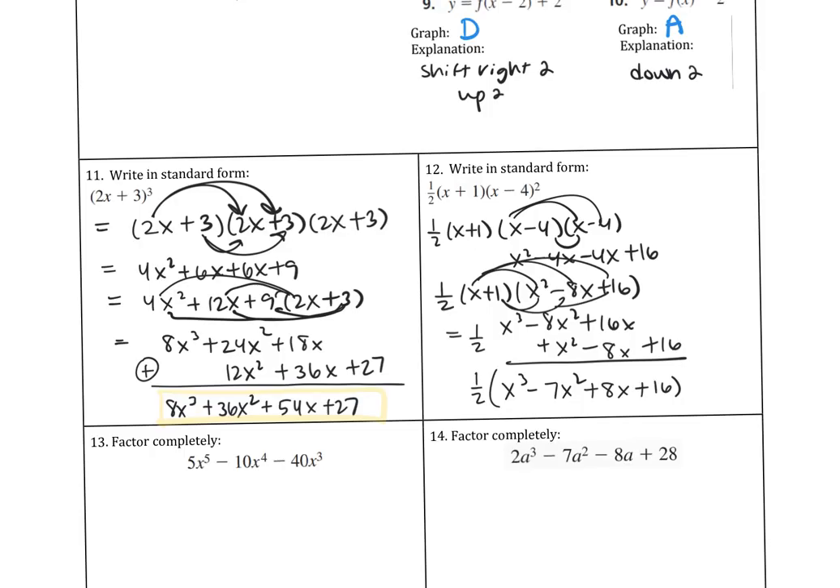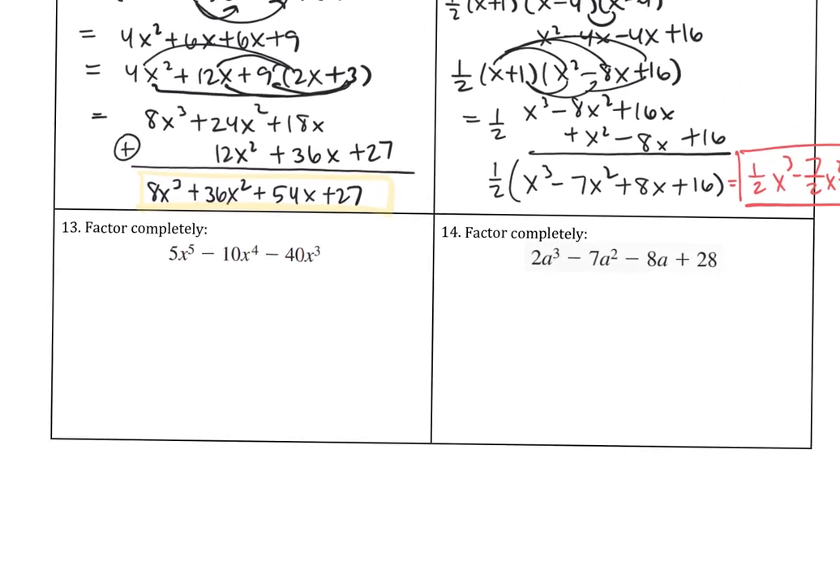And when we distribute that 1/2 in, we'll get 1/2 x cubed minus 7 over 2 x squared plus 4x plus 8. Okay. For number 13, it says factor completely, and you can factor using your method of choice.